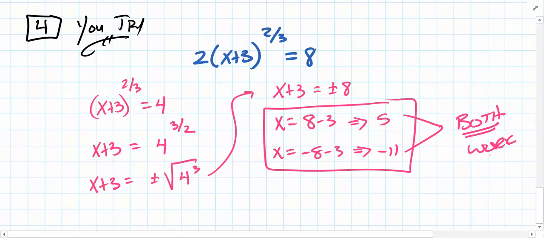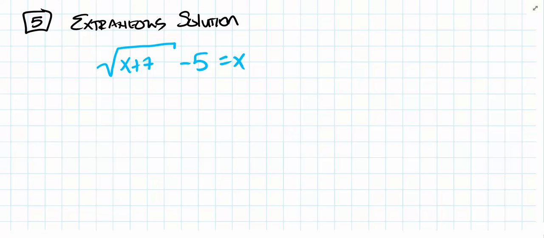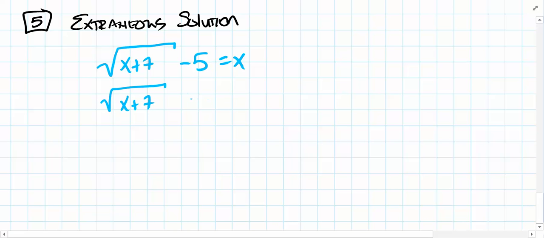Okay, ladies and gentlemen, let's talk about one that will have an extraneous solution, okay? So I have the square root of x plus 7 minus 5 is equal to x. So I've got variables on both sides of my equation, so I'm going to get the more complicated radical, x plus 7 by itself. So that's going to give me an x plus 5.